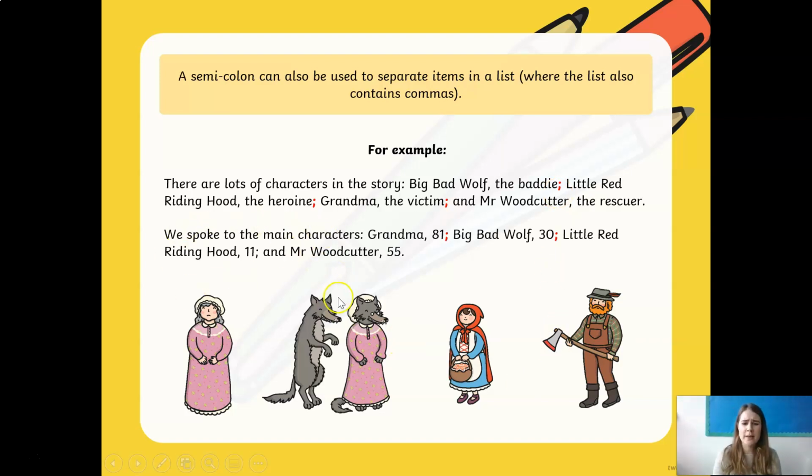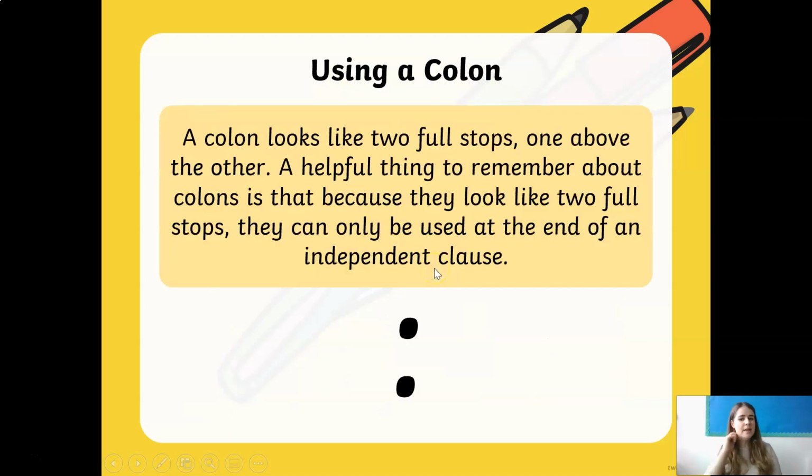Okay, now we speak of the main characters: Grandma, 81, so the age. Now again, because we've got that additional information of her age and the comma, we can't use the comma again. Big Bad Wolf, 30, semicolon. Little Red Riding Hood, 11, semicolon. And Mr. Woodcutter, 55. So that comma there is separating additional information about those people, so we can't then use the comma again.